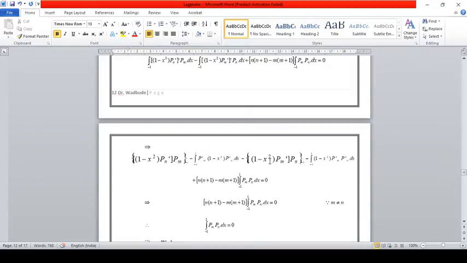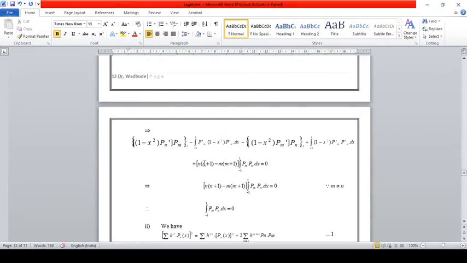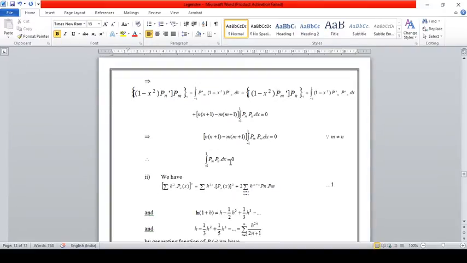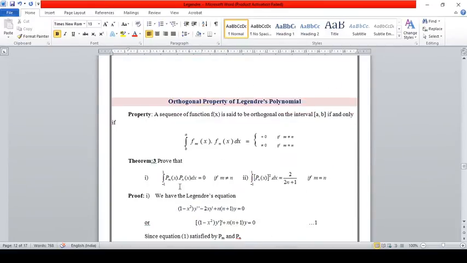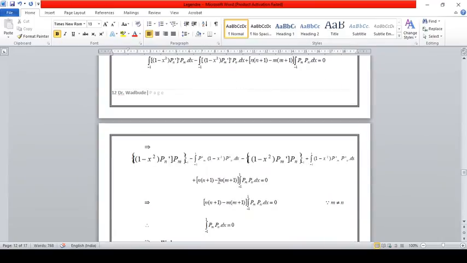Here the first and third terms cancel, and the second and fourth cancel, so we get the last term: [n(n+1) minus m(m+1)] times the integration from minus 1 to 1 of P_m P_n dx. Since this constant does not equal 0 because m and n are not the same, this implies that the integration is equal to 0. This is the first part: the integration from minus 1 to 1 of P_m(x) P_n(x) dx is equal to 0.